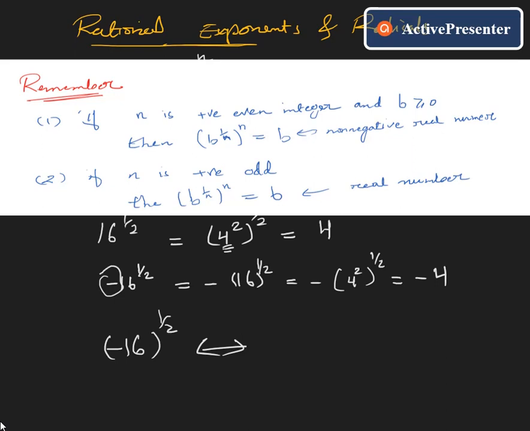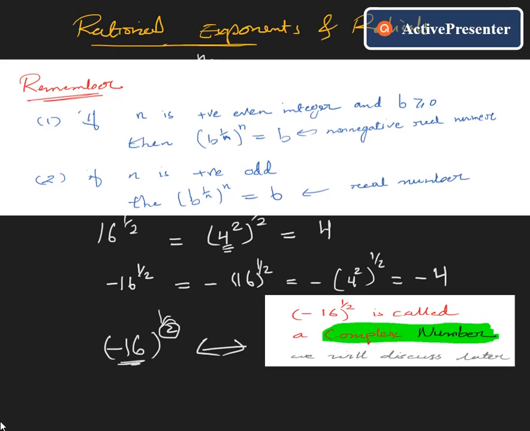Before, the negative is multiplied outside, but what about this, all to the power half? If you remember the case, if n is positive even, b should be greater than or equal to 0. However, b here is negative, so this is not a real number.